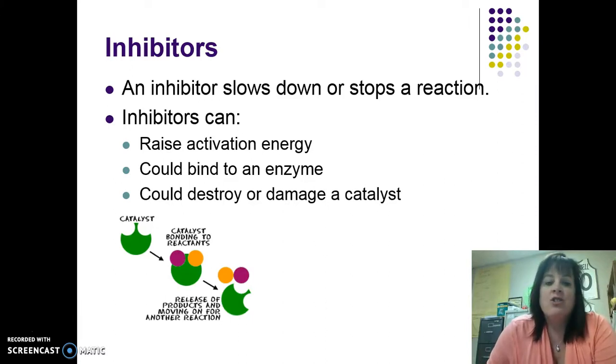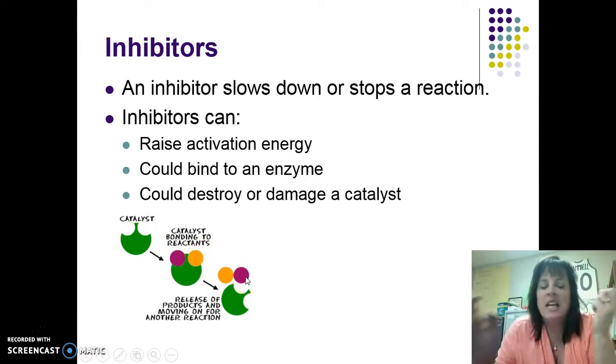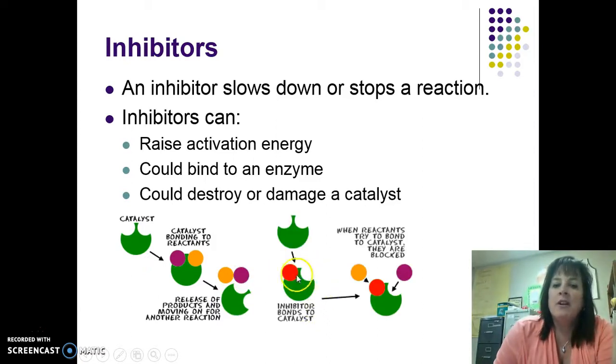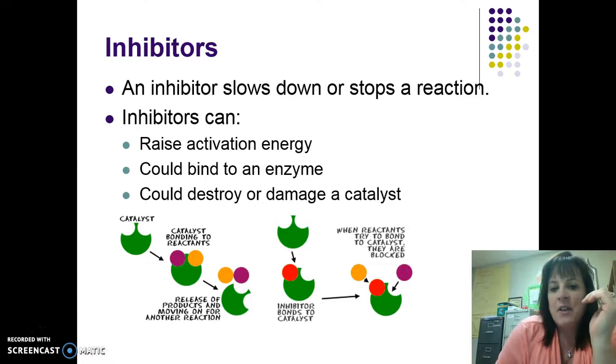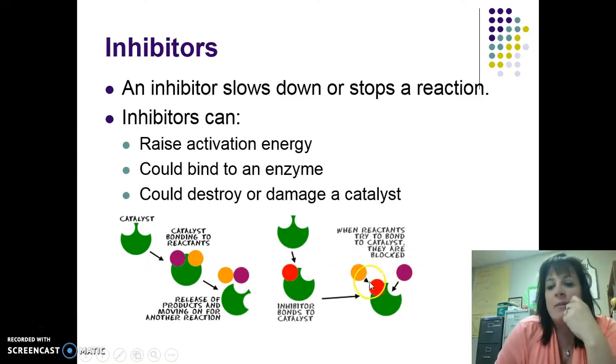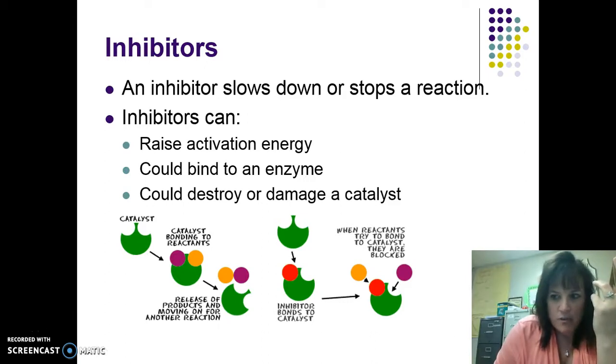So here is, for example, maybe this is my catalyst, and here are my reactants, and they come in and the catalyst facilitates them getting together. But what an inhibitor could do is it could bind to that catalyst and it would block it. And so now I can't get my reaction to happen with my catalyst. So inhibitors can do several different things, but they're not good for reaction rates.